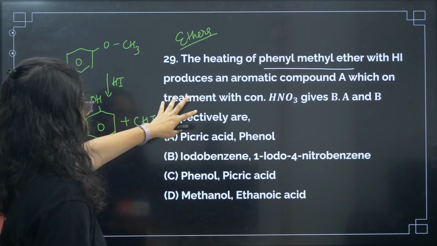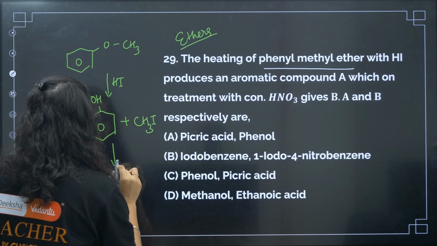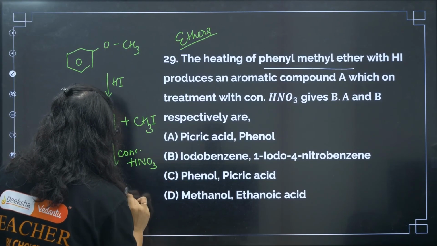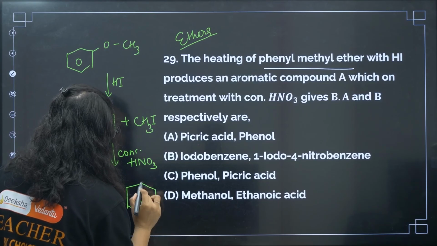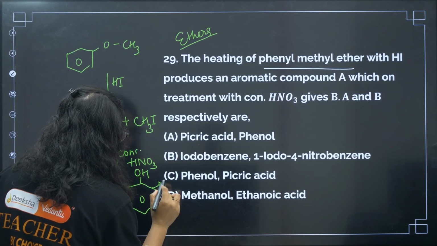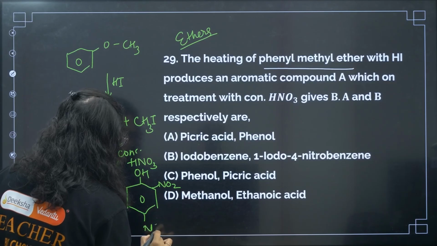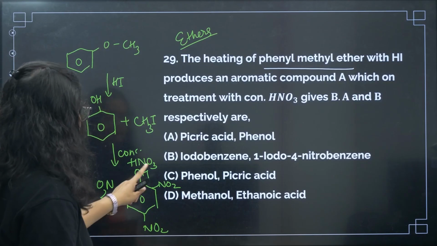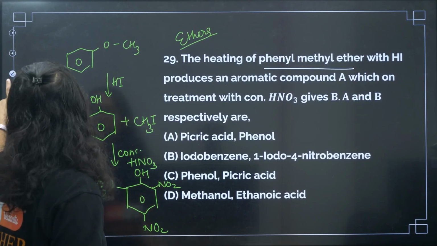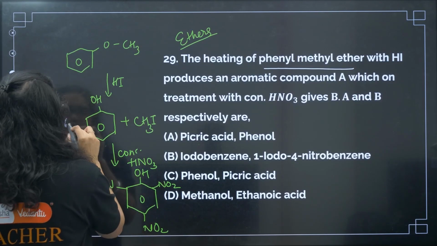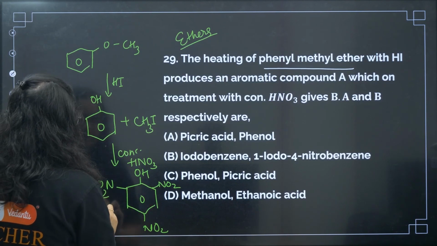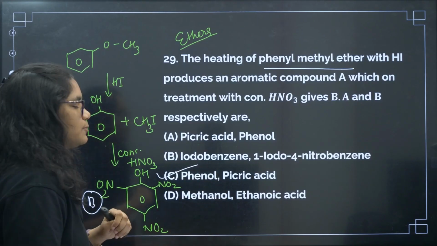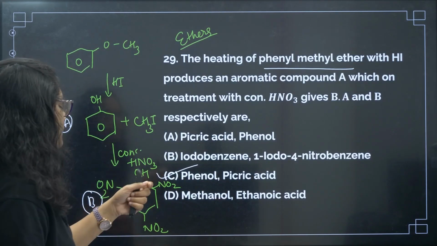Now what is happening? This one, which on treatment with concentrated HNO3, then I'll get OH and NO2, three NO2. All the positions are substituted in this case, right? So this compound is called picric acid. So the first compound that I got is A, and when A is treated with concentrated HNO3, I'll get B, that is picric acid. So the correct answer for this question is option number C, okay, phenol and picric acid.